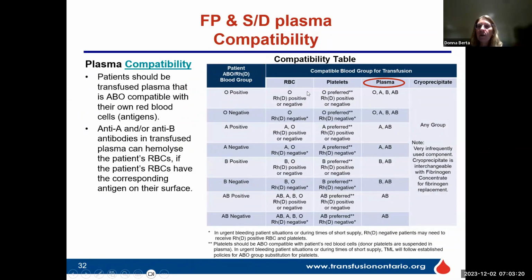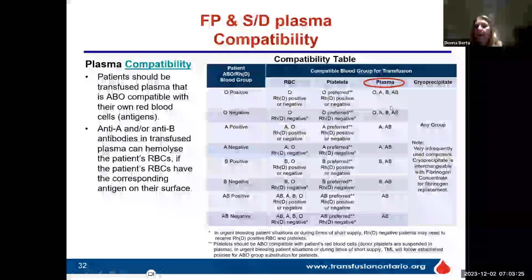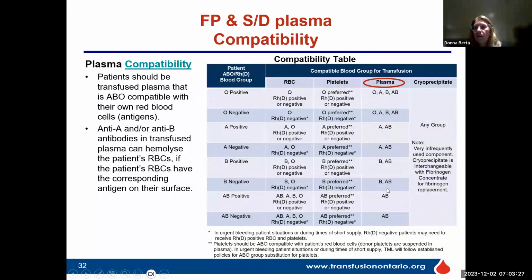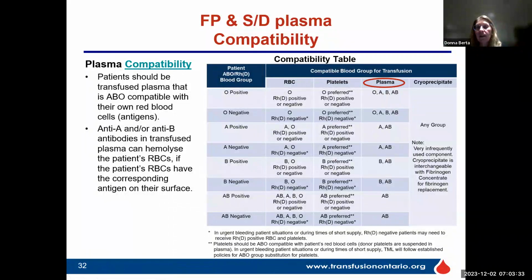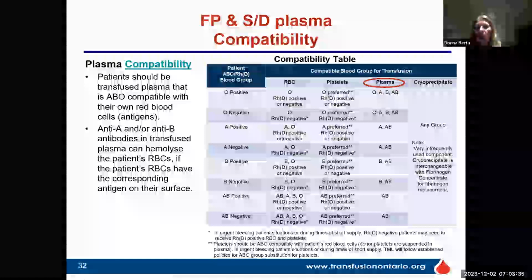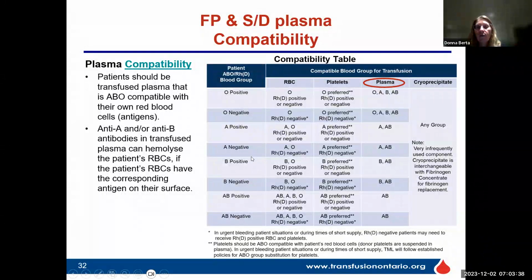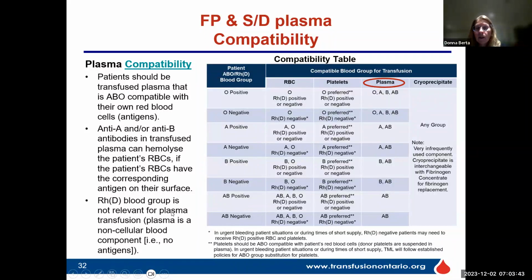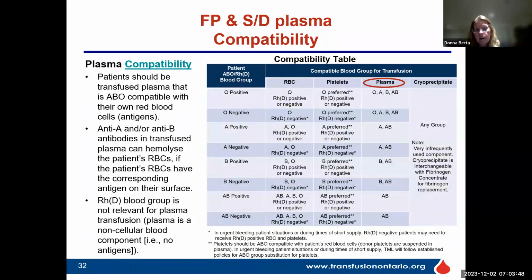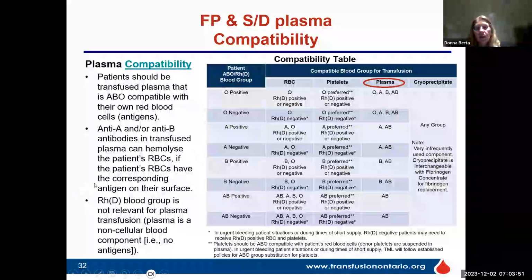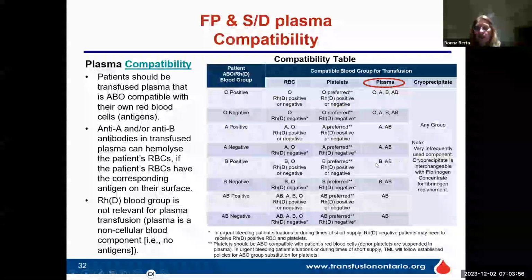But you can see for plasma transfusions, regardless of the patient's blood group, AB plasma appears throughout. So AB plasma is the universal plasma that can be given safely and is compatible for any patient of any of the 4 blood groups. A note on RH: the RH blood group is not relevant for plasma transfusion because plasma is non-cellular, so there are no antigens there. So the patient's RH is not relevant for plasma. We just have to look at ABO group.